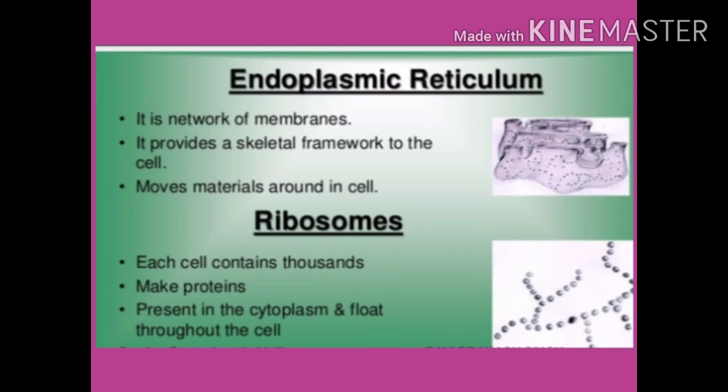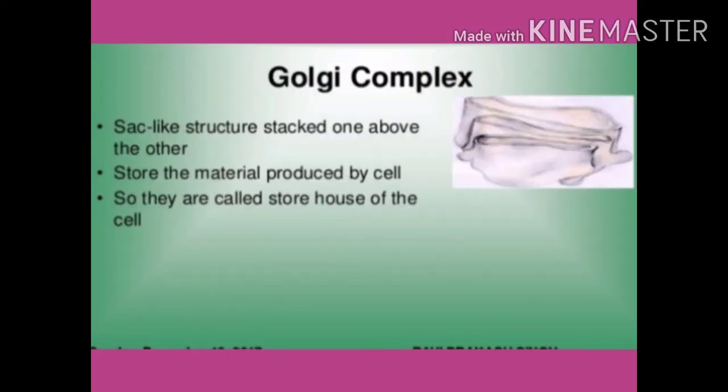So, the next part is endoplasmic reticulum. It is a network of tubules and channels and is involved in the synthesis, storage and transport of cell products which are present in the cell. Now about ribosomes. These are small granular structures scattered in the cytoplasm. These are the sites of protein synthesis.